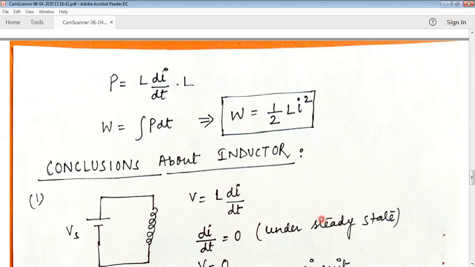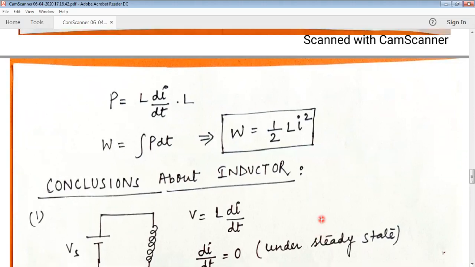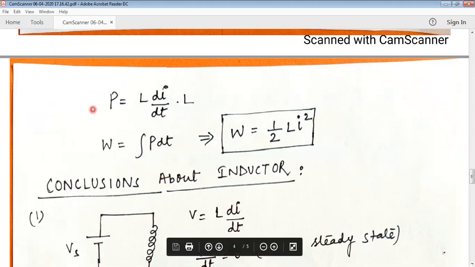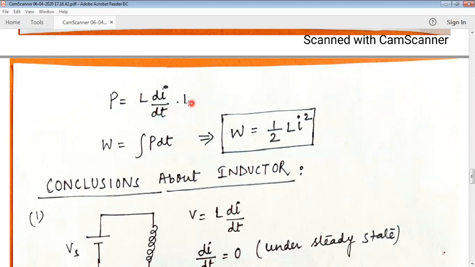So, what is the value of that energy? Power will be your voltage multiplied by the current. This is current. By mistake I have written L, so just rectify it, because voltage is L di by dt, and current. So power is equal to voltage into current.